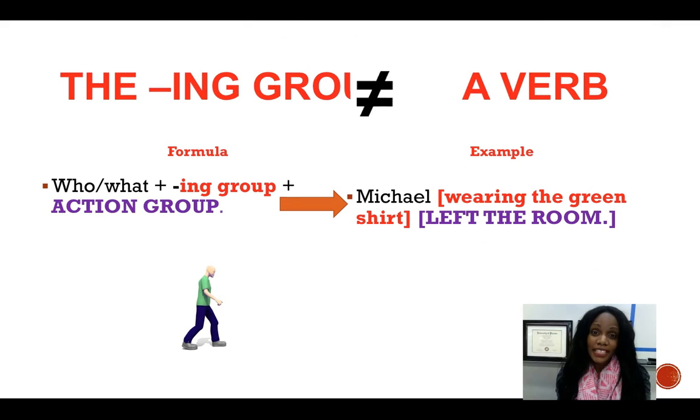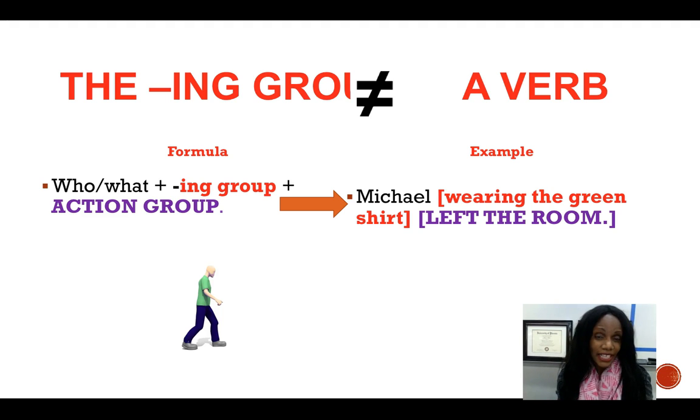Now, one thing the ING group is not is a verb. And so the formula for this is who or what plus the ING group, which I marked in red, and then the action group, which is in purple. If you look over to the right, it says Michael, who's the subject.